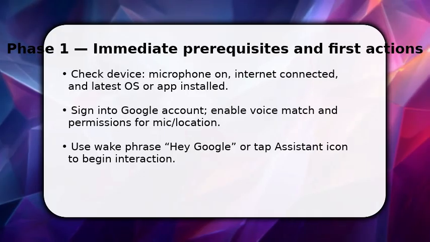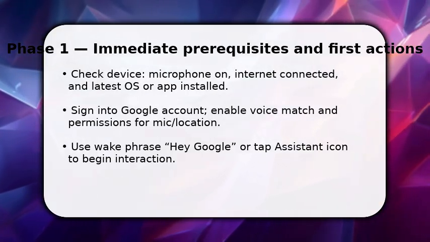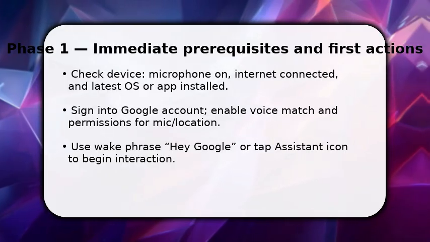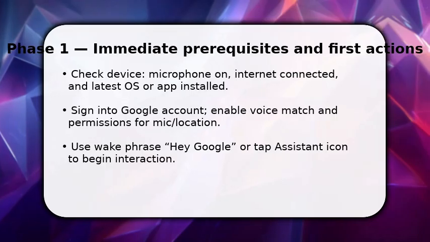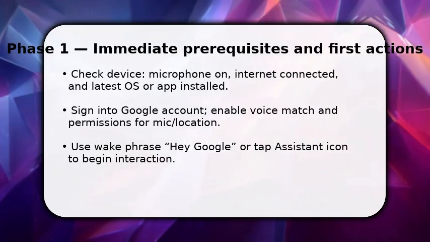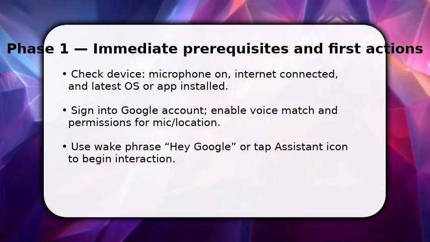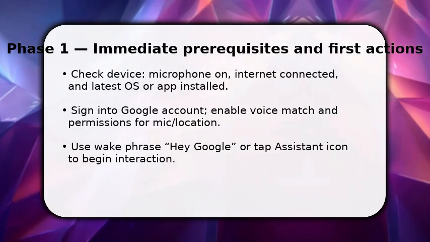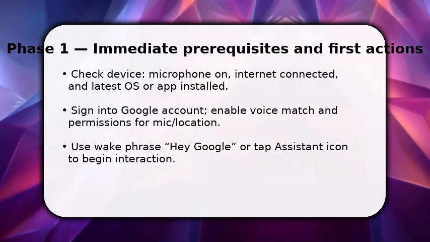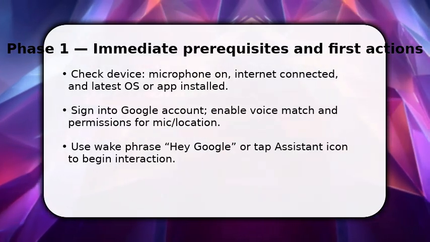You begin by preparing the essentials. Make sure your device mic is on and you have an active internet connection because the assistant processes voice in the cloud. Sign into your Google account and enable voice match and mic permissions so it recognizes you. Once done, say, "Hey Google," or tap the assistant icon to start. This first step gets the assistant listening and calibrated to your voice, which reduces misfires and speeds up accurate responses.